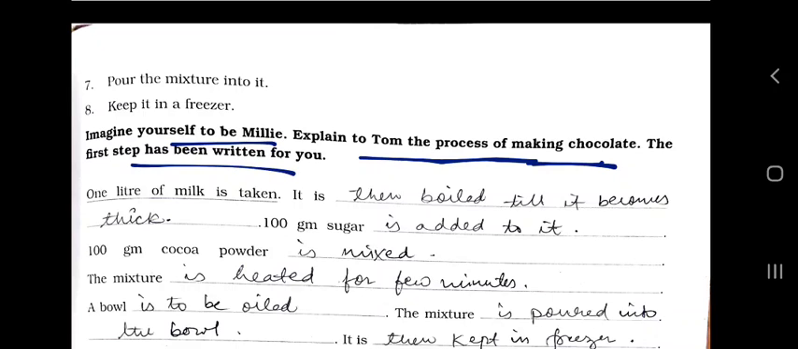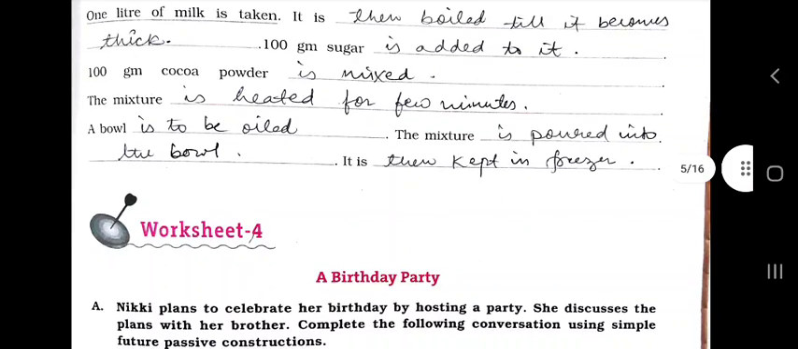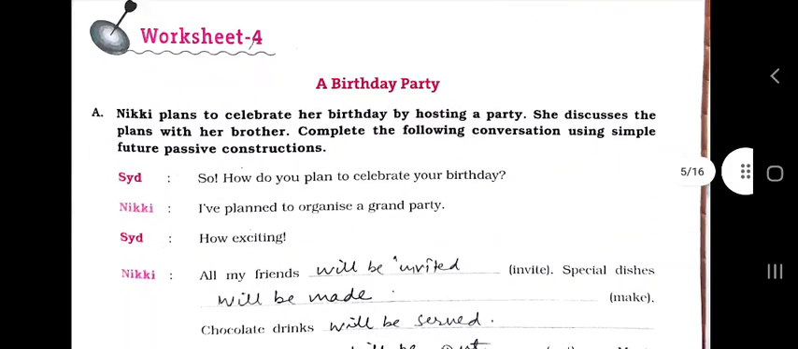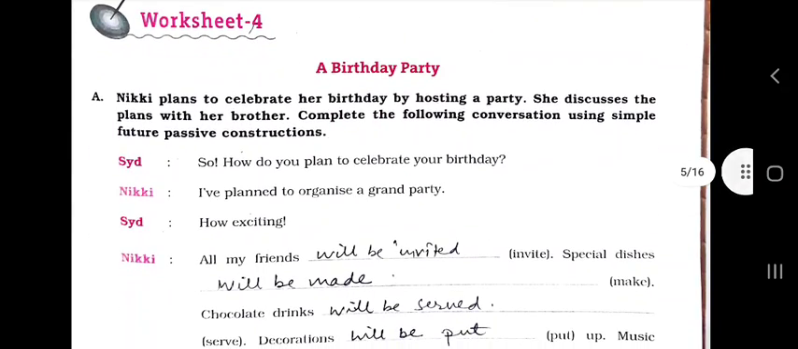So 1 liter of milk is taken. It is then boiled till it becomes thick. 100 gram sugar is added to it. 100 gram cocoa powder is mixed. The mixture is heated for a few minutes. A bowl is to be oiled. The mixture is poured into the bowl. Then it is kept in the freezer. This is simply done. Now worksheet 4, a birthday party.